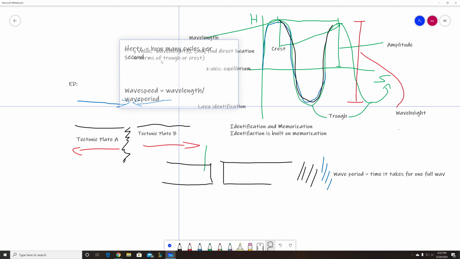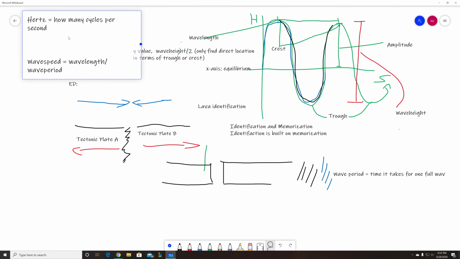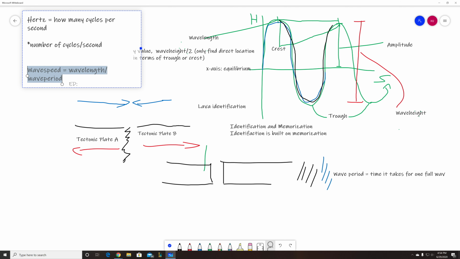I need to move this. So hertz in this case is to find the number of cycles per second. But the only reason you need wave speed is because it's used as a tool to find hertz. Well, technically, it depends. Number of meters per... So if the wavelength is 1 meter, then I guess period would be the same as wave speed.